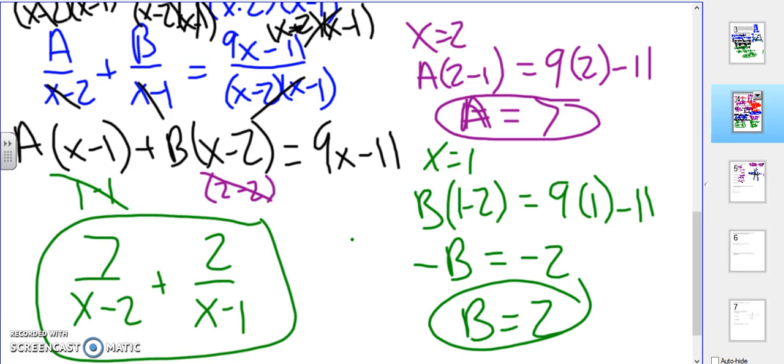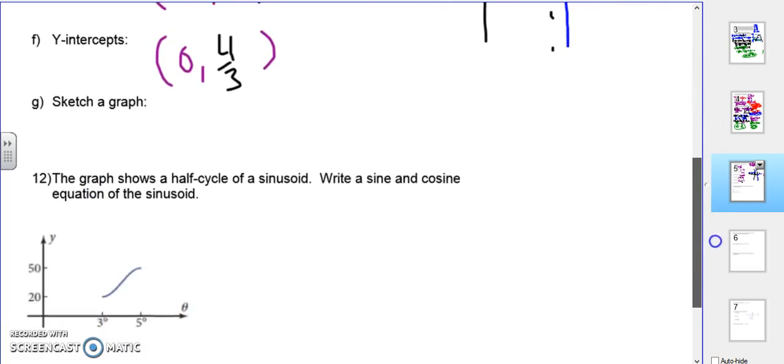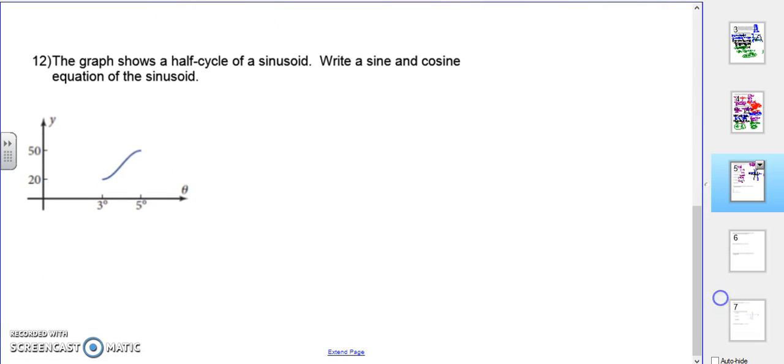If you're looking for number 11, I did it in the last video. I skipped this page, so that should already be done. So I'm going to skip to number 12.